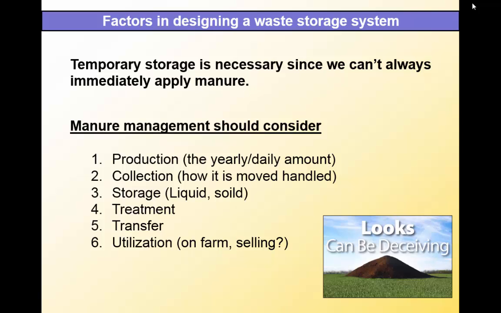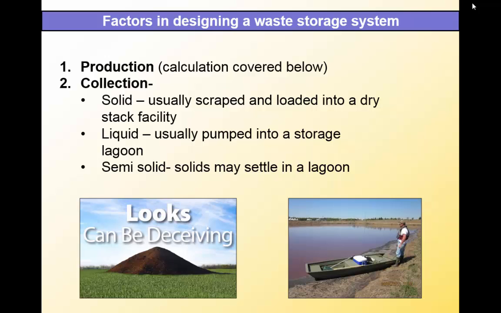So manure management should consider production, how much is going to be produced, something you'll have to understand how to calculate. Collection, how it's stored. The storage type, whether it's liquid or solid. If it's treated, how you're going to transfer it, and how you're going to utilize it. Some farmers are going to utilize whatever they can on their land. Some won't have any land, like a no-land plan, and they'll have to ship it off the farm. Some will have more than they can use on their land, and they're going to have to ship it off the farm.